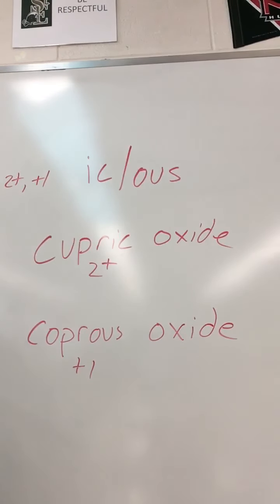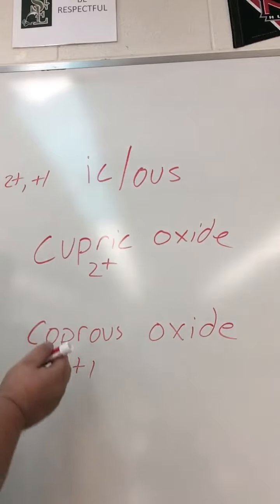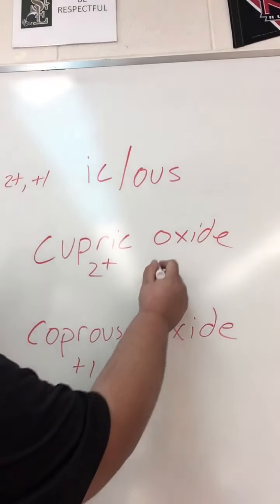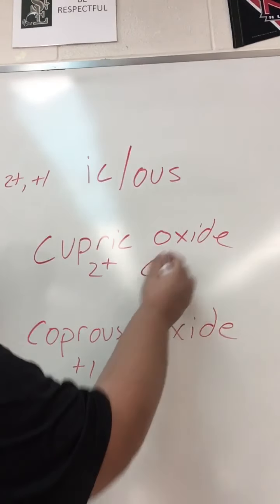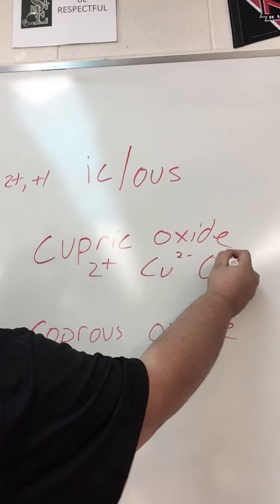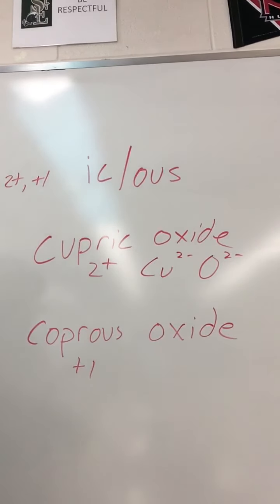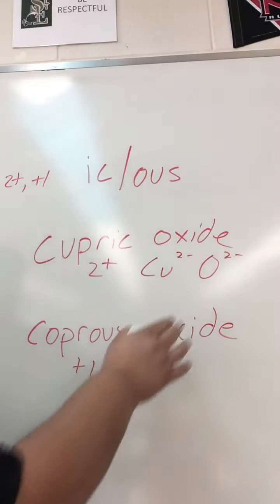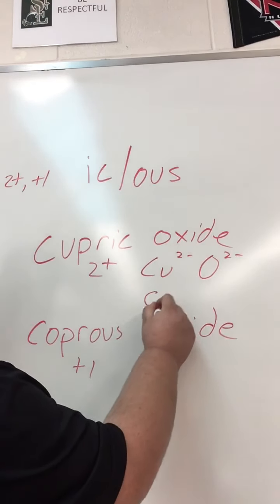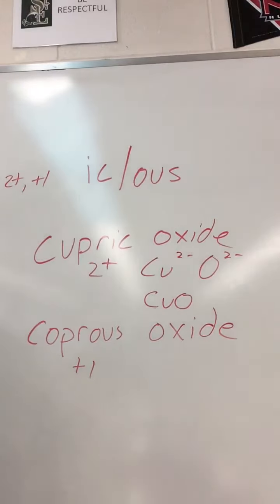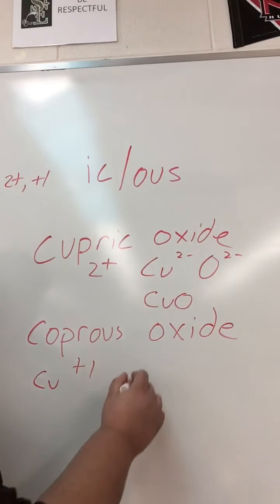So now to write the chemical formula, I'm almost certain that he's giving you a name like this and having you write a chemical formula and not vice versa. Cupric oxide, copper is 2+, and oxygen is 2-. We know that they are simply going to cancel each other out because they're equal and opposite, so our chemical formula would be CuO.